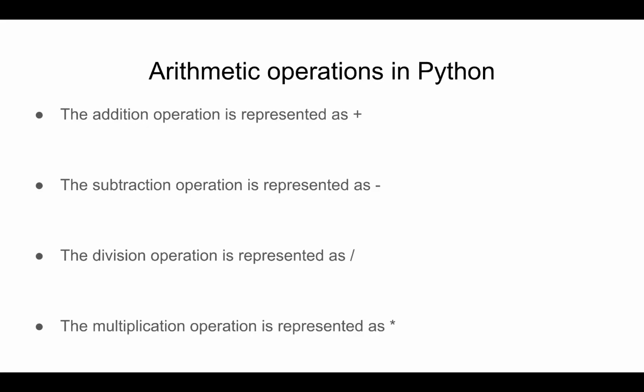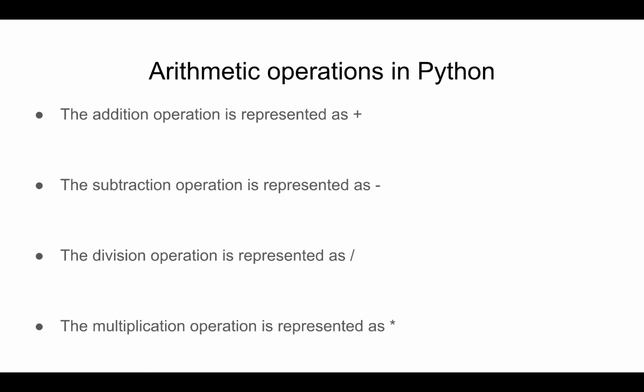As a programmer, you all have a calculator at your disposal with Python. Now, we can perform operations using Python code. And these operations are addition, subtraction, division, multiplication, and one more that we will cover in a later video. And they're quite straightforward. So the addition operation is represented as a plus, the subtraction operation is represented as a minus, and the division operation is represented as a /, and the multiplication operation is represented as an asterisk.